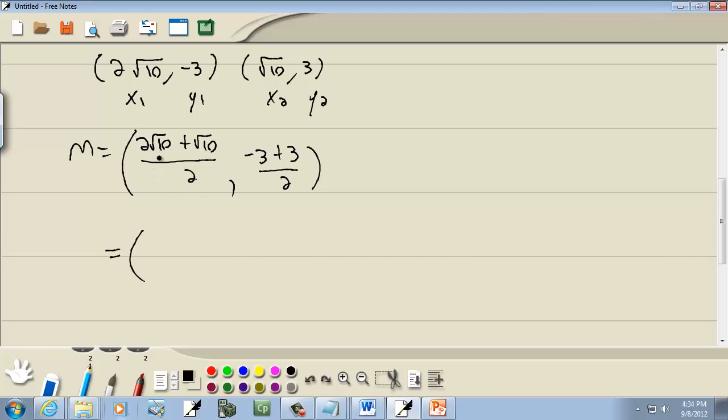Well, if the square roots are the same, you add or subtract the numbers that are out in front. There's an invisible 1 in front of this square root of 10, so 2 plus 1 gives us 3 square root of 10 over 2. Negative 3 plus 3 gives us 0 over 2. So we get 3 square root of 10 over 2, and then 0 divided by anything is 0. And that would be our answer.